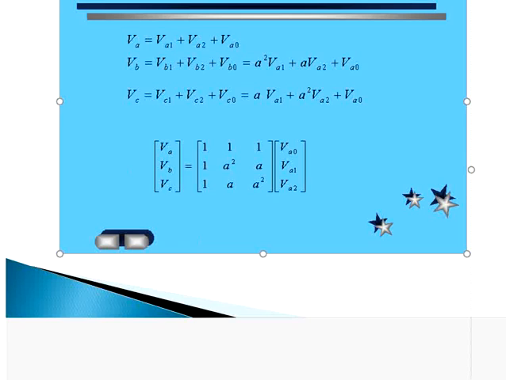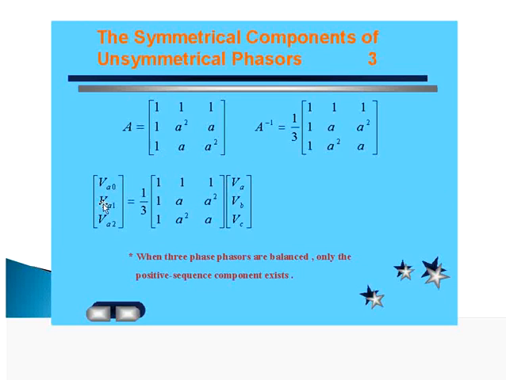Now how will you find the inverse of the A matrix? What is the formula for the inverse of a matrix? Anyone, please? How will you find it?